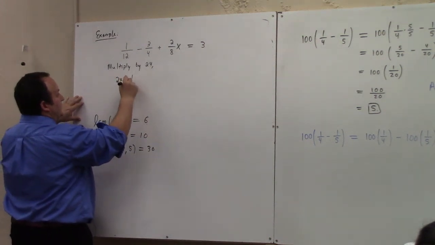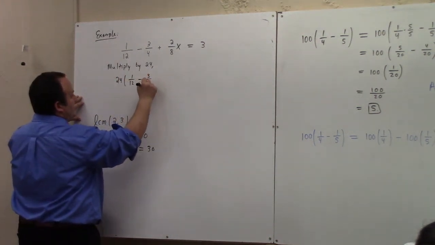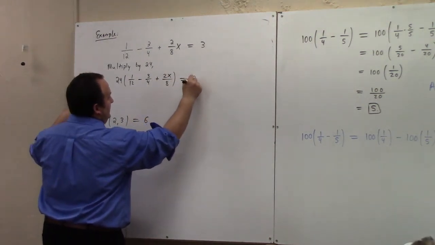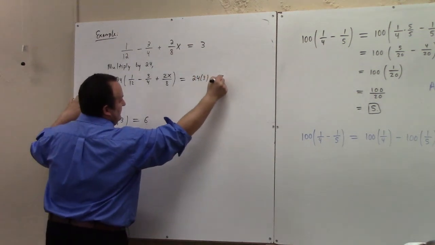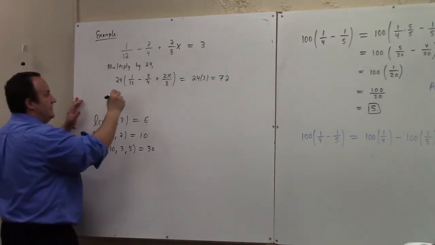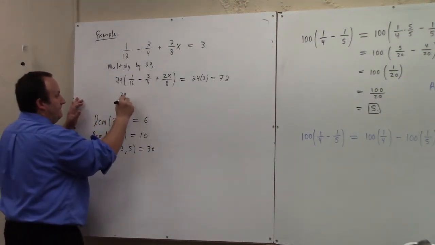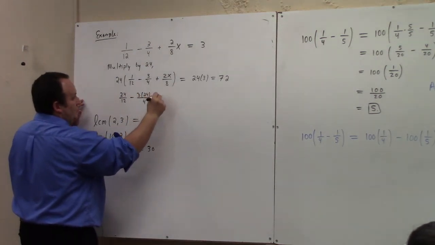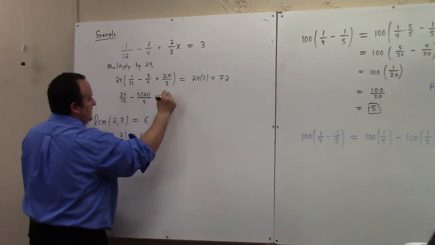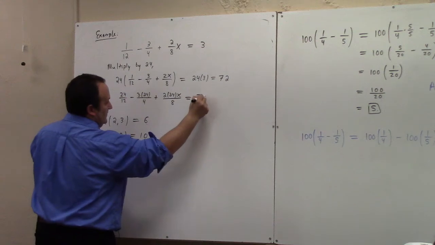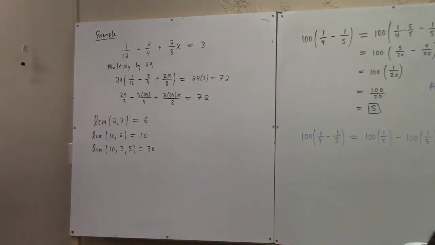We get 24 times (1/12 minus 3/4 plus 2x over 8) equals 24 times 3, which is what? 72. And then we have to use the distributive property, right? So we've got 24 over 12 minus 3 times 24 over 4 plus 2 times 24 times x over 8 equals 72. Can we simplify these fractions? I think we can, right?